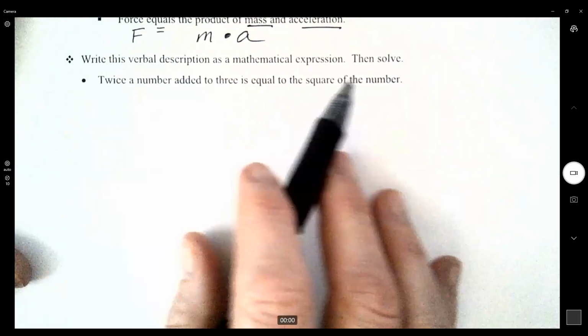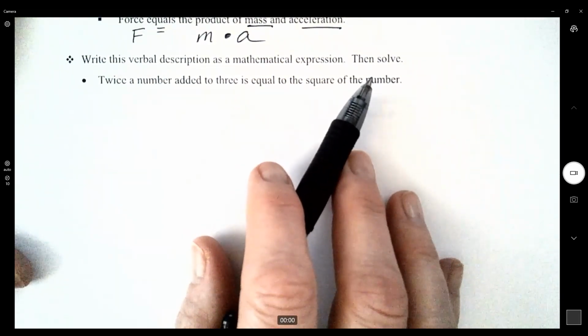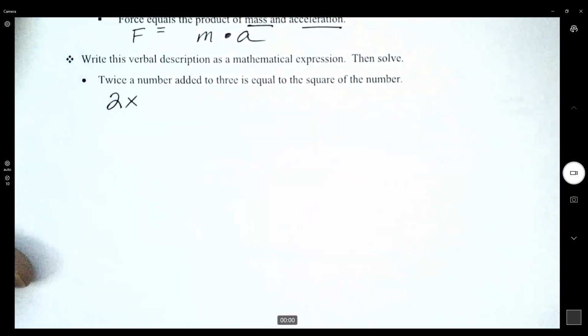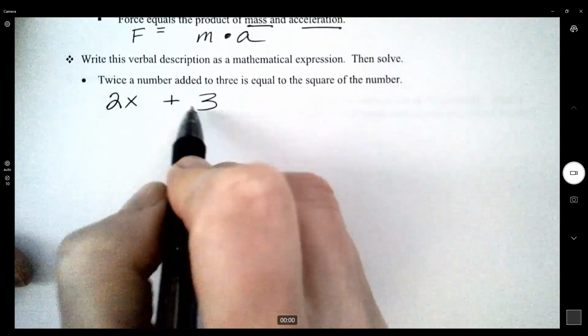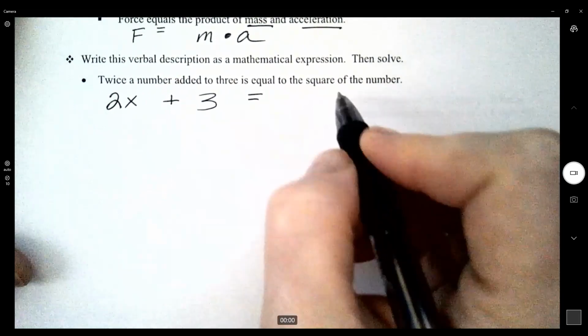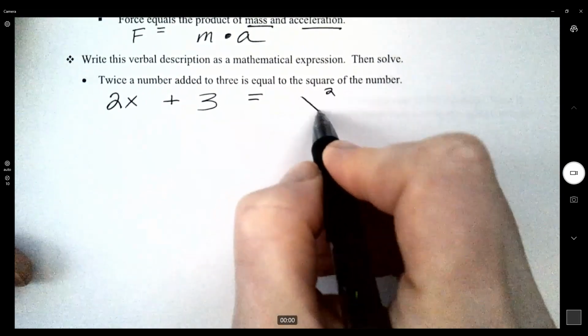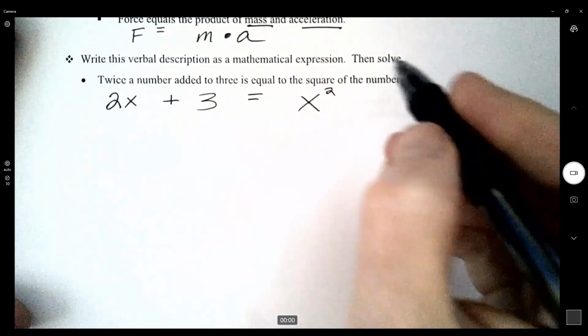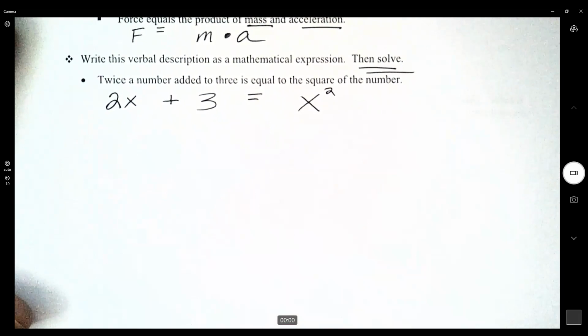So let's go ahead and write this as a mathematical expression. So we have twice a number, we're going to let x equal the number, added to 3 is equal to the square of the number. So we have taken that verbal description and written a mathematical expression for it. But now it asks us to go further and solve this.